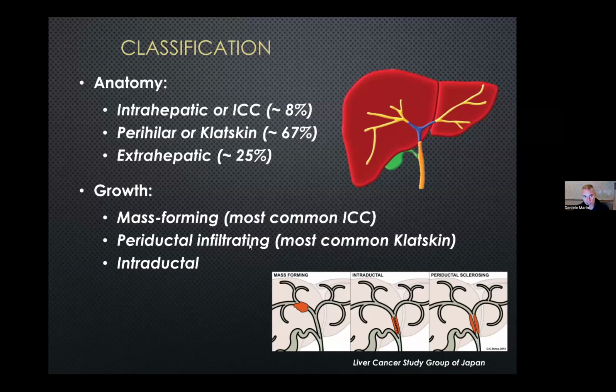In addition to the location of the lesion, it's also important to differentiate cholangiocarcinoma based on the growth type. There are three different subtypes. The mass-forming, which is typically associated with the intrahepatic cholangiocarcinoma, will present, as the name implies, as a focal liver mass. Then we have the periductal infiltrating cholangiocarcinoma, which is most commonly associated with the perihilar or Klatskin subtype. And finally, we have the intraductal cholangiocarcinoma, which is the most common subtype for the extrahepatic cholangiocarcinomas.